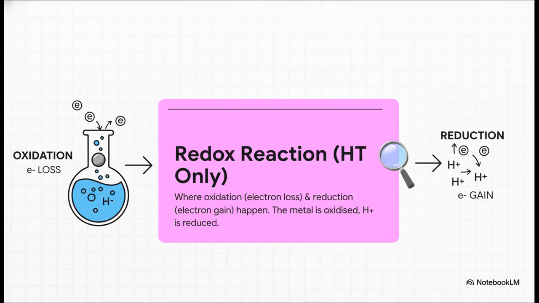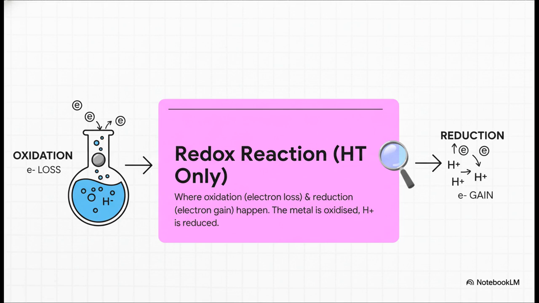Now, for you guys on the higher tier, you need to dig a little deeper. You have to know that this is a redox reaction. Redox sounds complicated, but it's really just a mashup of reduction and oxidation happening at the same time. In our reaction, the metal atom loses electrons. That's the oxidation part. And where do they go? The hydrogen ions from the acid gain those electrons, and that's reduction.